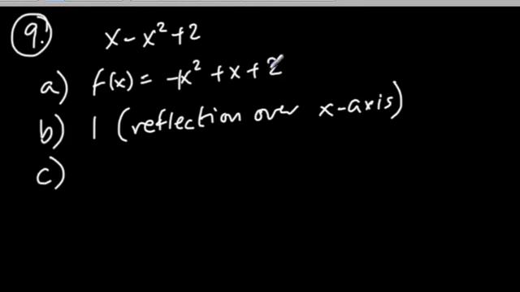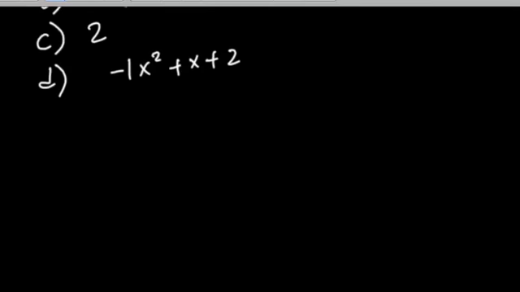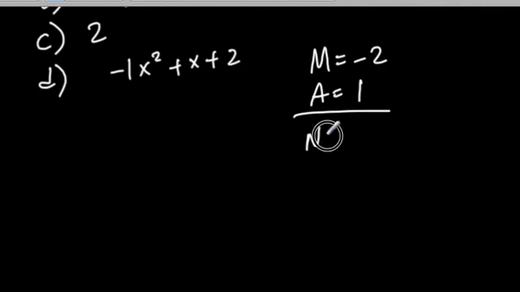C is to find the y-intercept. That's always the constant, so that's 2. D says to basically turn this into factored form. So it's negative 1x squared plus x plus 2. Now, if we use the MAN method, M is equal to the first term times the last term, so that's negative 2. A is the middle term, which is plus 1 over here. So you see, x just means 1. Two numbers that multiply to negative 2 and add up to 1 are simply 2 and negative 1. So 2 times negative 1 is negative 2, and 2 plus negative 1 is 1.